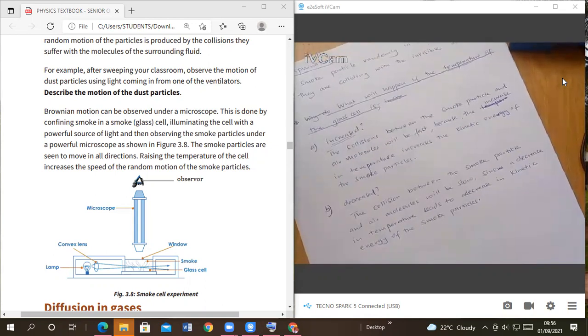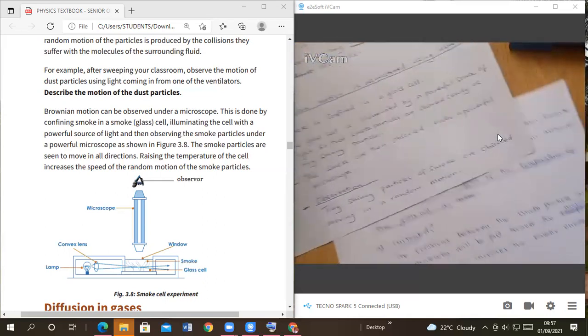All right, that is it, members. That is Brownian motion. Now we have seen that Brownian motion depends also on the temperature. The temperature affects the Brownian motion, so the collisions will increase if the temperature is increased. So you should remember where we started from. We started from the definition of Brownian motion, describe the motion of the dust particles, describe the motion of pollen grains, demonstration of Brownian motion in a smoke cell, and we have now looked at all these, members. That is good?